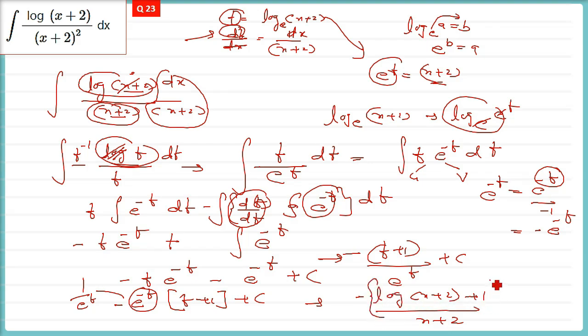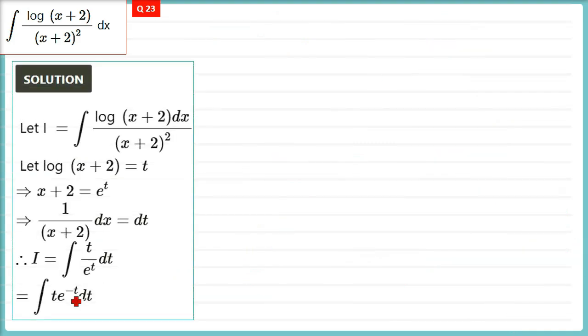There are two terms, log(x+2) and 1. So log(x+2) divided by (x+2) is one term, and 1/(x+2) is another term. And there is a negative also, please remember. So I am writing the final answer: negative log(x+2) divided by (x+2), and negative will come with this one also, negative 1/(x+2), plus constant of integration. Okay, this is how you have to do it.